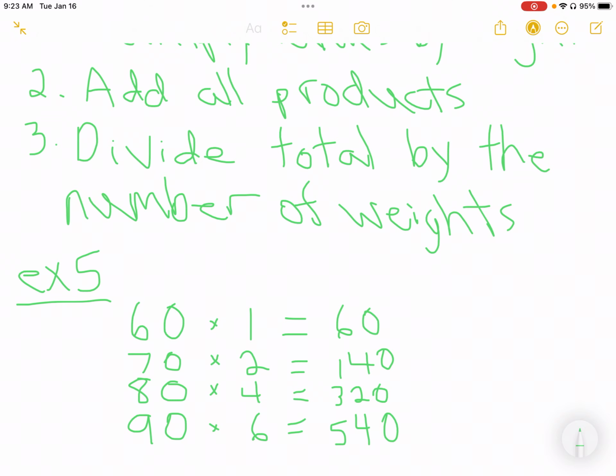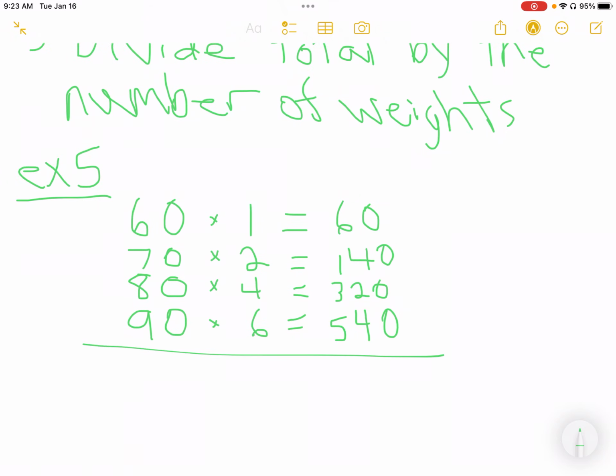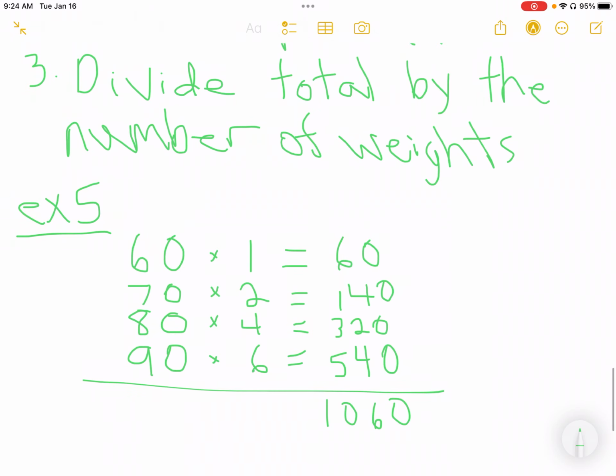Okay, my second step is to go ahead and add all of my products, right? So I can add all of my products together, right? So then that gives me, let's see here, 1060, okay? And then it says divide total by the number of weights.